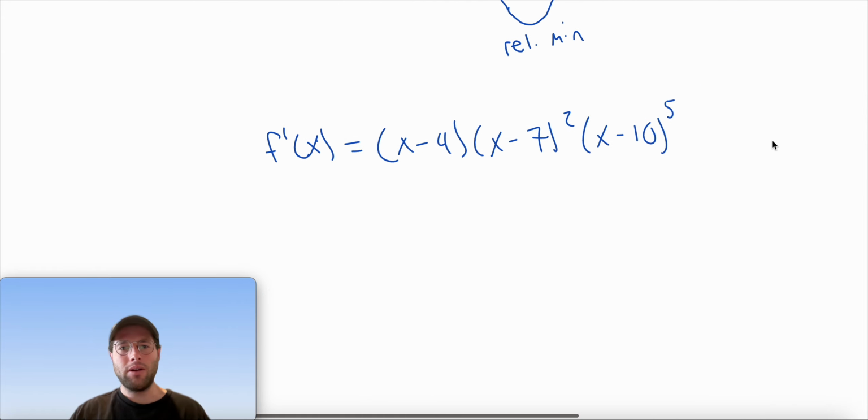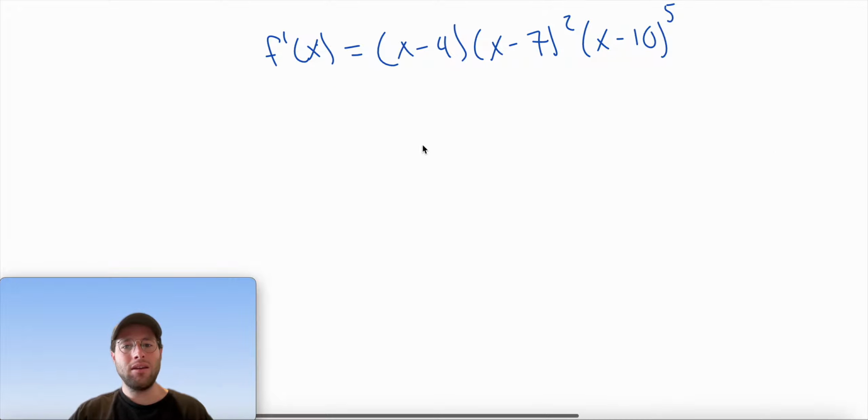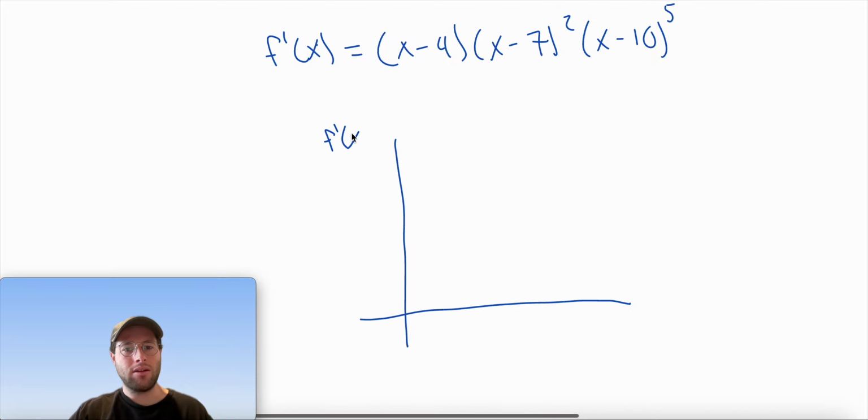Now, what I'm going to do for this method is I'm actually not going to create a sign chart. I am going to determine how the function f prime, or the derivative of the function, f prime of x, is behaving by looking at the end behavior and the multiplicity of the roots. So I'm going to begin by drawing out this, which is going to be my f prime of x.